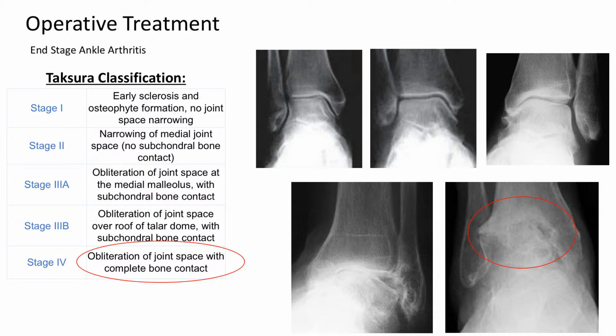If you look at these pictures, from the top left to the bottom right, there's a progression of arthritic change. You see at the top picture, there is normal joint space, no sclerosis, and pretty much symmetrical joint space. If you fast forward all the way to stage 4, the joint space has been obliterated and there's complete bone-on-bone contact. That's the level of arthritis we'll be discussing today.